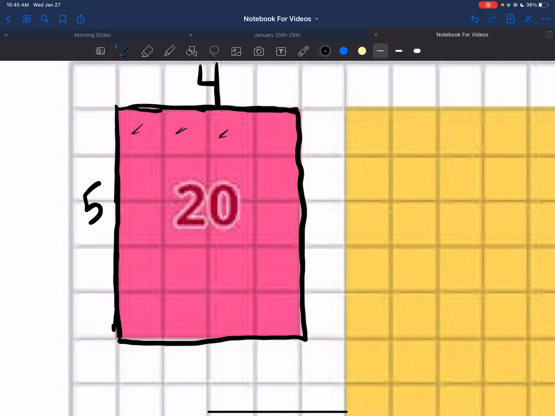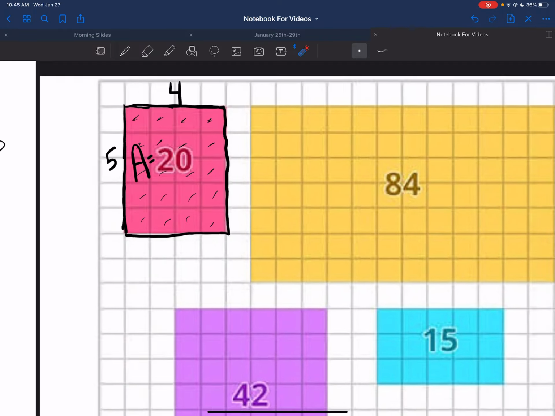1, 2, 3, 4, 5, 6, 7, 8, 9, 10, 11, 12, 13, 14, 15, 16, 17, 18, 19, 20. So A, or area, equals 20. Remember, perimeter is the outside, and we add all of the sides together. Area is the inside.